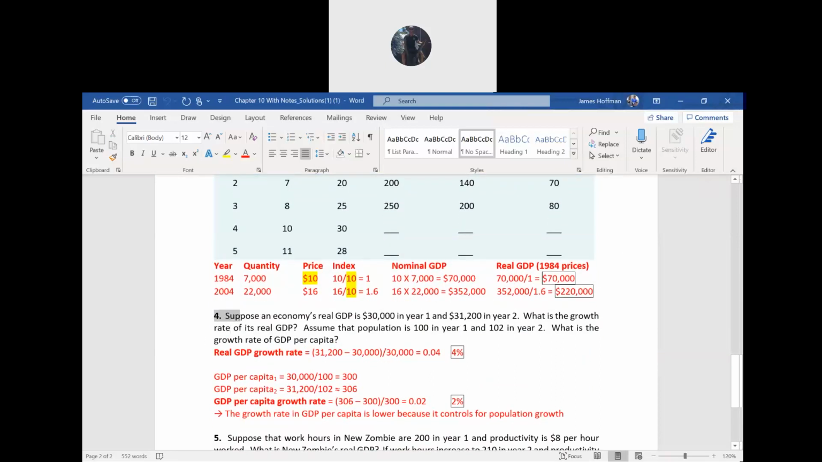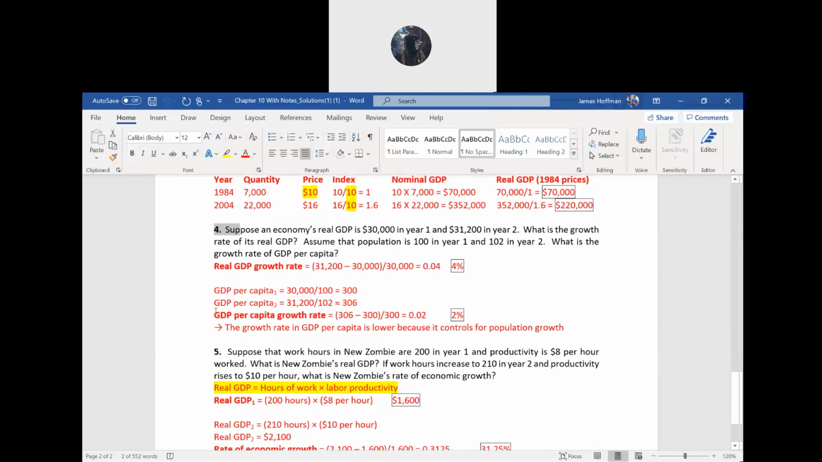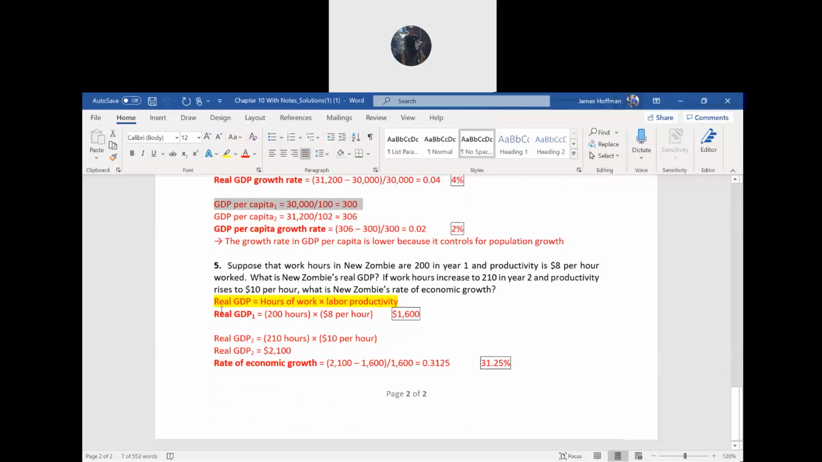Number 4, you can calculate GDP growth rate or the growth rate of real GDP by just calculating the change over the original. And per capita, if it asks for that, it's just GDP divided by the population. And then to use this one, just put in the hours of work and multiply it by the productivity, and that gives you the estimate of GDP. And then the rate of economic growth is the same, the change over the original, and then put that into percent terms.